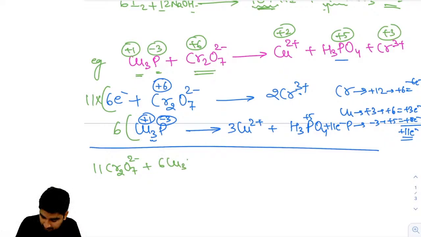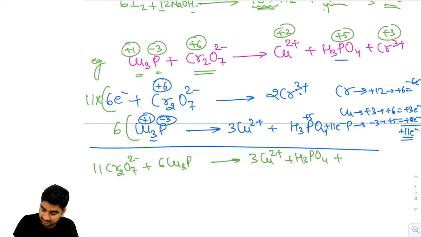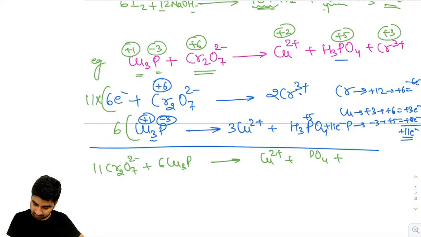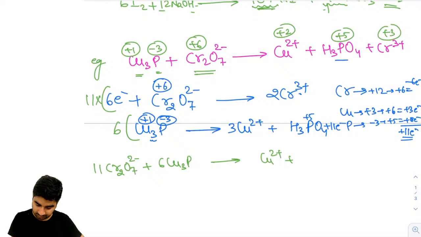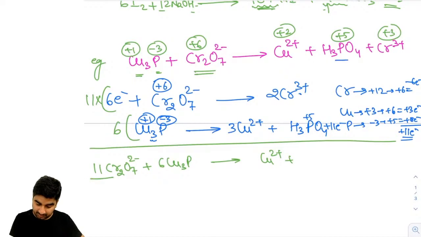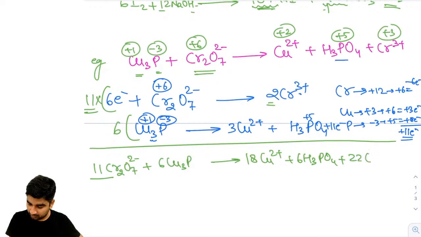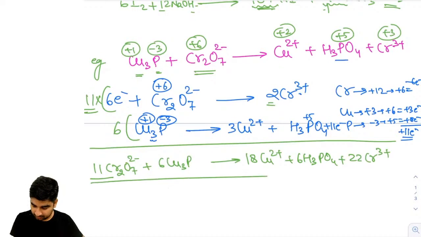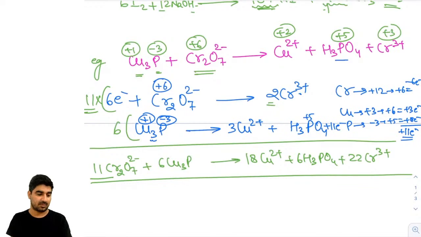So guys, you will be getting 11 plus 3CO2 plus. Yes, actually here it would not be 3. So when you are multiplying it by 11 and 6, so you will be getting 18, 6, and then 11 into 2, 22. Yes. Now this is balanced, guys. Now this is balanced.